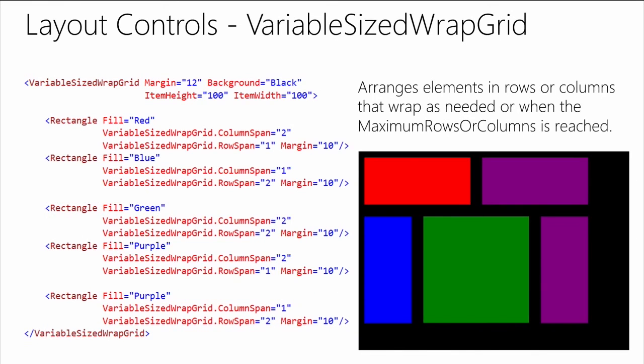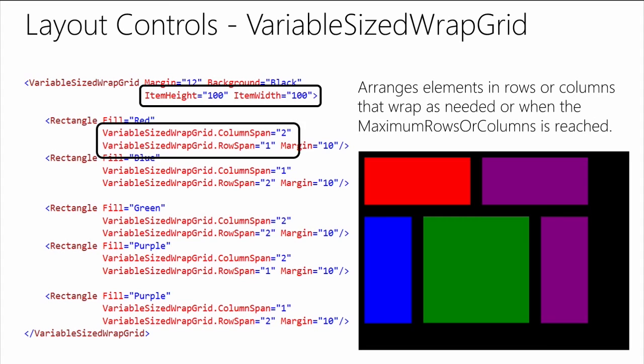Real quickly now, I just want to point out the wrap grid. So we have a variable-sized wrap grid that allows us to have just like a grid to move things around like that. And if you look at its structure with this column span and row span, then you're able to see how it's laid out, and you get this default structure based on its item height and its item width.